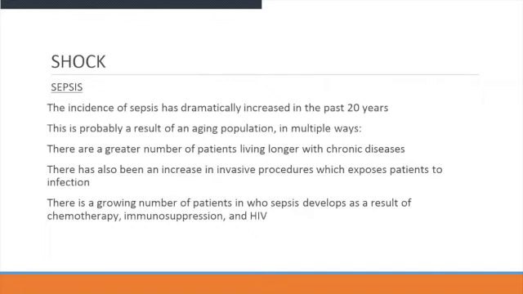So the incidence of sepsis has dramatically increased in the past 20 years. This is probably the result of an aging population in multiple ways, the greater number of patients living longer with chronic diseases. There has also been an increase in invasive procedures which expose patients to infections. There is also a growing number of patients whose sepsis develops as a result of chemotherapy, immune system suppression, and also HIV.